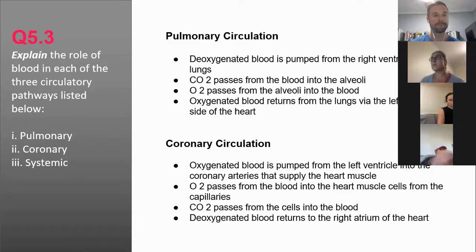Can you say that one more time, please? Sure, definitely. The first step: oxygenated blood is pumped from the left ventricle to the coronary arteries. Second step: oxygen passes from the blood into the heart muscle cells, so the oxygen goes into the cells of the heart muscle. And then the third step is that carbon dioxide passes from the muscle cells back to the blood. Just like what happened in the lungs with the alveoli, this time it's happening in the heart muscle cells.